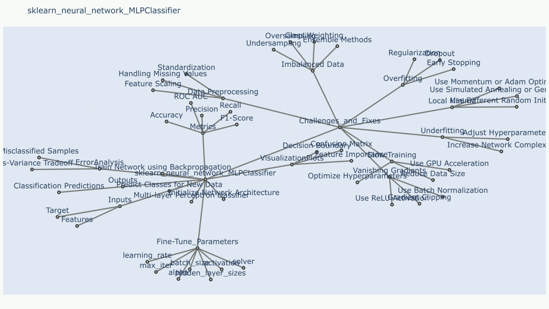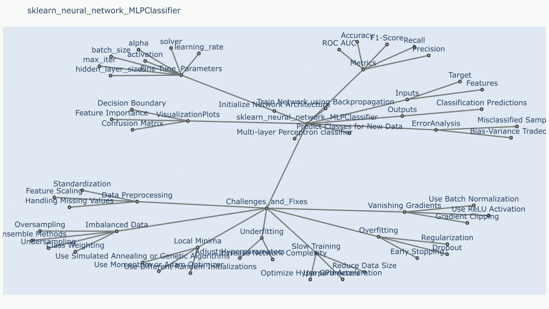Fixes to Challenge 5. Use grid search or random search to explore different hyperparameter combinations. Use early stopping to prevent overfitting. Use cross-validation to evaluate the performance of different hyperparameter combinations.